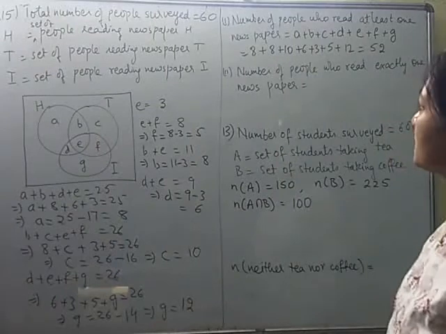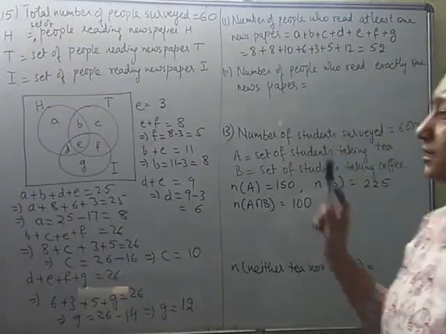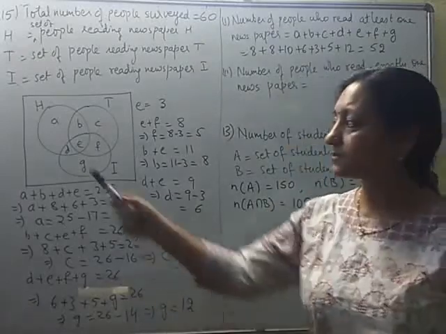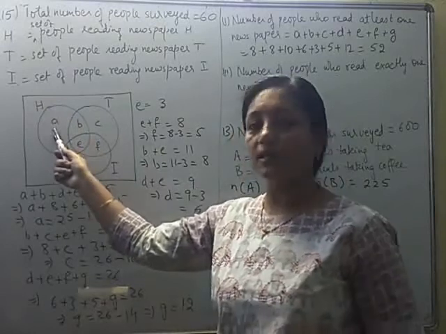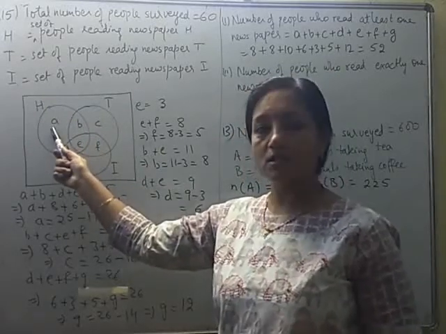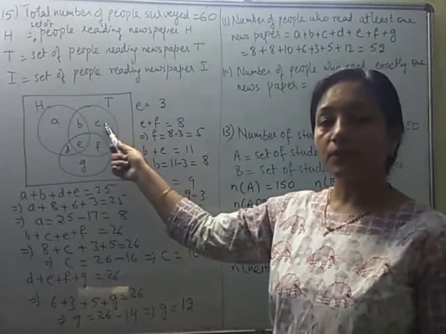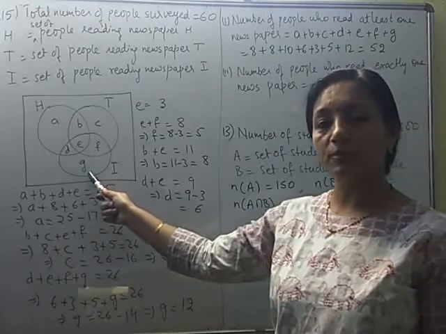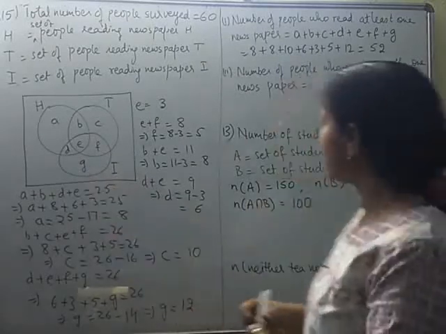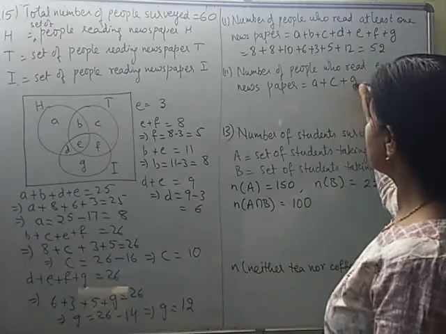Okay, attempting the second part, they are asking the number of people who read exactly one newspaper. Exactly one newspaper means small a denotes the number of people who are reading exactly one newspaper, which is H. They read only newspaper H. Small c denotes the people who read only newspaper T. And small g denotes the number of people who read only newspaper I. So it will be the sum of A, C and G.